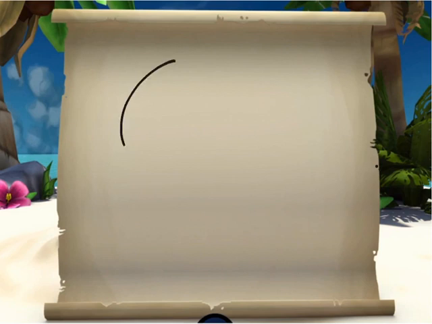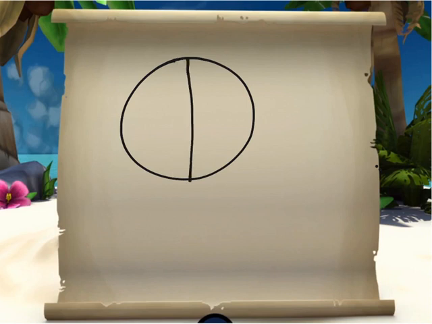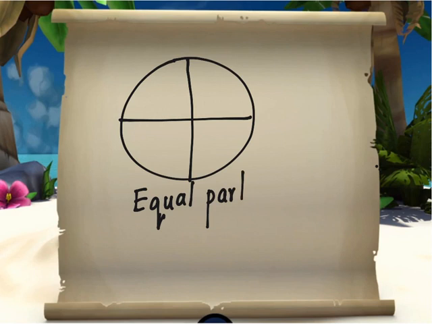Okay, now let me draw a circle and divide it into 4 equal parts. So how many equal parts are there? There are 4 equal parts. Okay, so let's see this one.